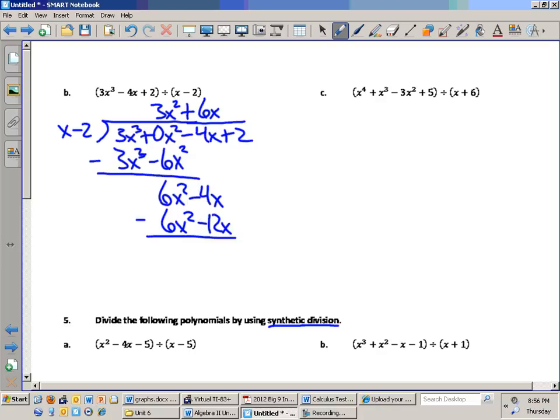Subtract. Negative 4x minus negative 12x. That's a positive 8x plus 2. What do you multiply x by to get 8x? 8. Multiply it through. 8x minus 16. Subtract. You get 18. So it's a remainder of 18. We write it as the remainder over the divisor. And that is your correct answer.